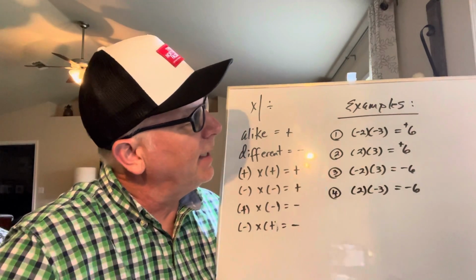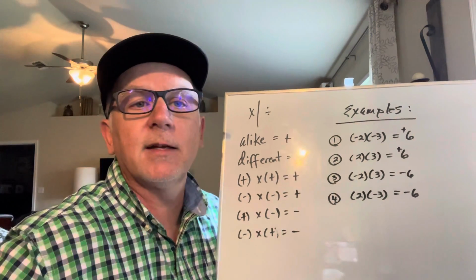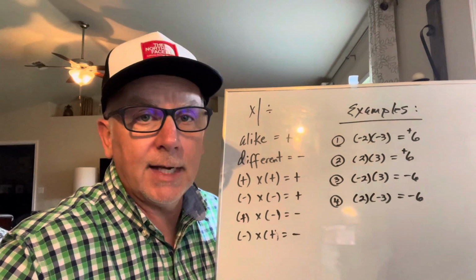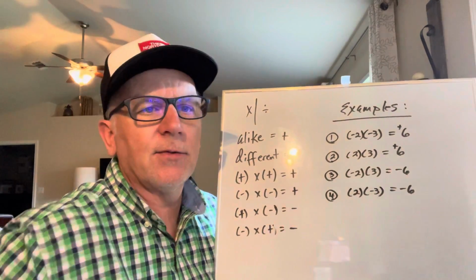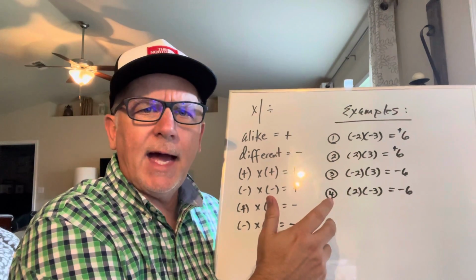Number 3, negative 2 times positive 3. So here the signs are different. One is negative and one is positive. So notice that's negative 6. And you really do have to put the negative there. And then notice here, positive 2 times negative 3 is negative 6. Now I did all of those as multiplication.